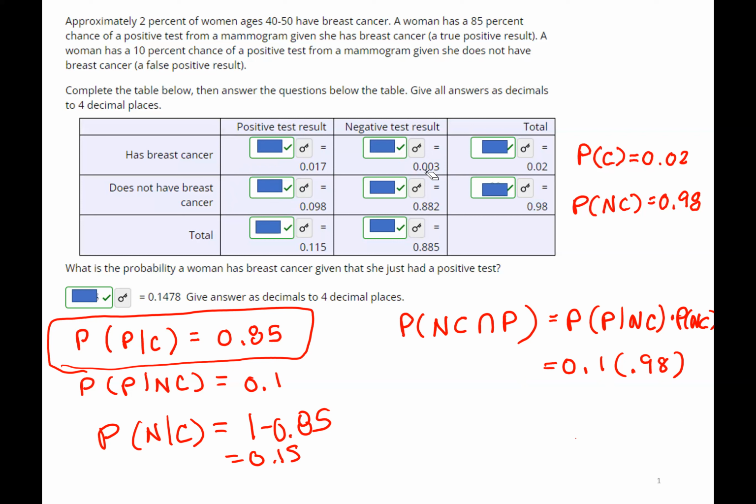So now, to find the next cell right there, take the 0.98 and subtract 0.098. Way smarter.